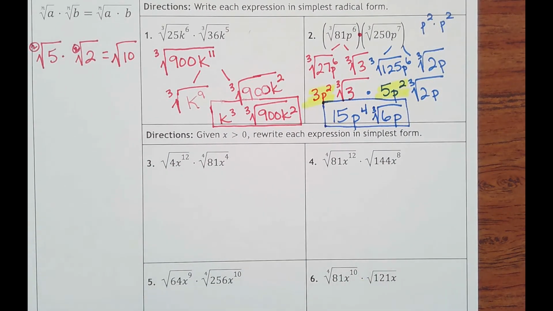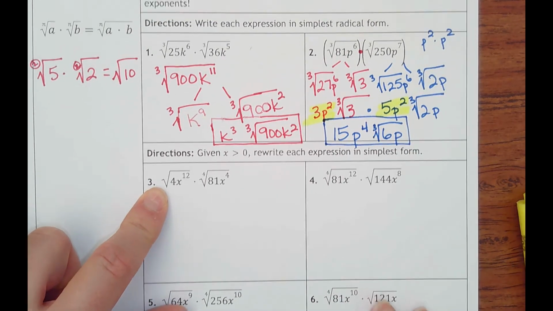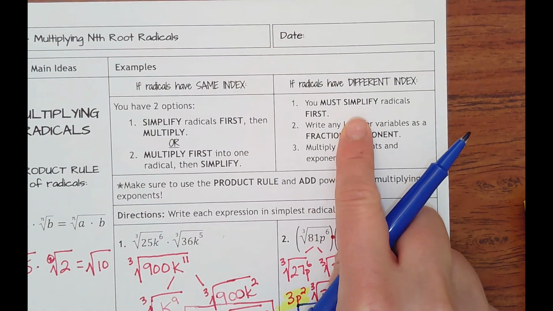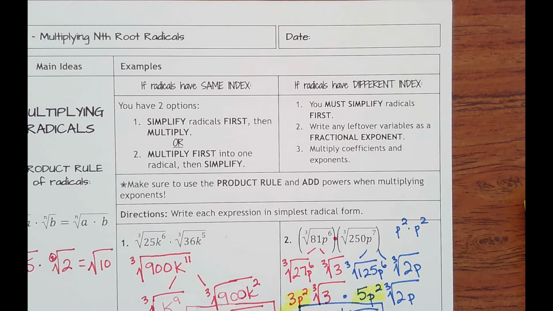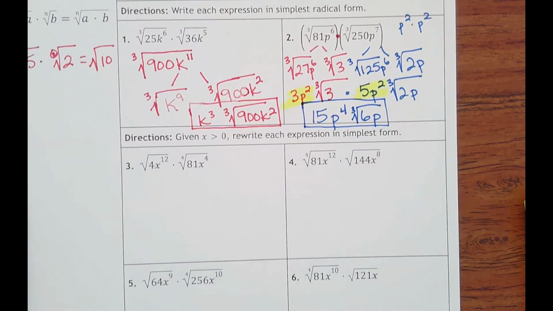All right, second set. We talked about how we have different indexes. If you look up here, you have to simplify the radicals first. You cannot multiply if they're not the same radical. Any leftover variables, you need to write as a fractional exponent, and then we'll combine.